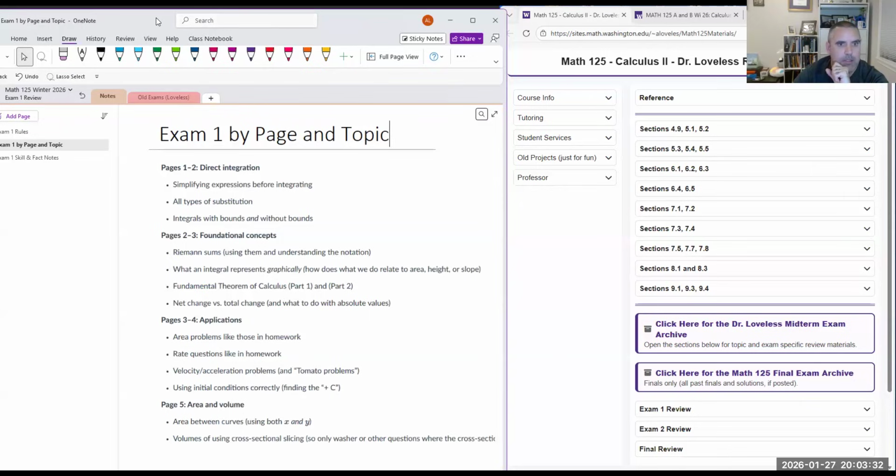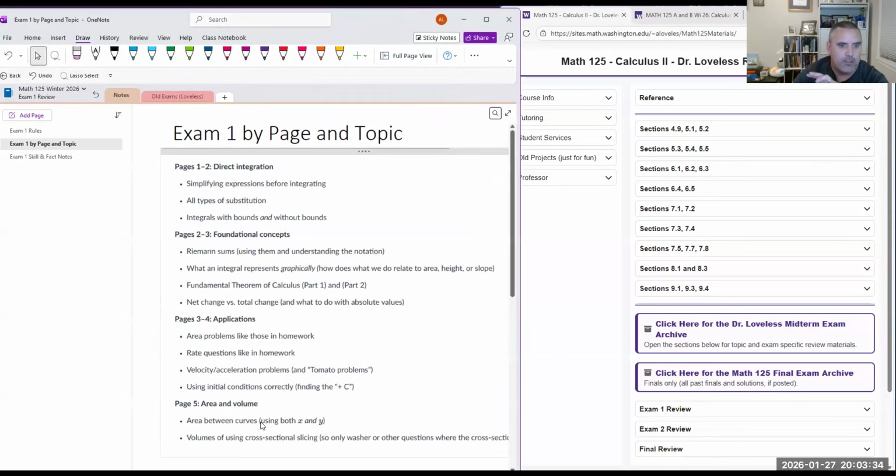But that's kind of a more practical collection of reviews. So can we integrate? Do we know some of those named concepts? How are we with area, velocity, acceleration, and volume? So that's really all I was going to say.